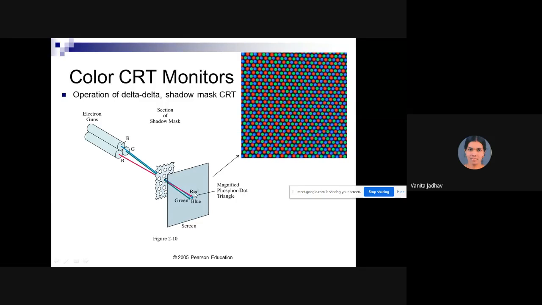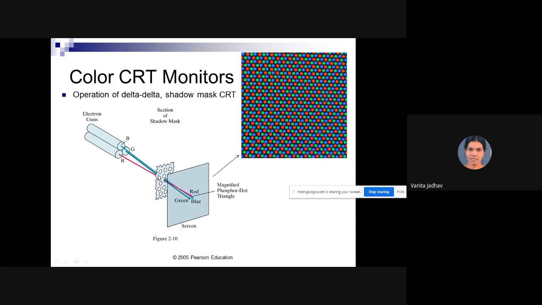It will be the combination of red, blue and green. Again, it depends upon the velocity of these guns. Red may be very fast, green may be very slow, blue may be very slow. In that case, which color will be highlighted? Maximum red color will be highlighted. In the same fashion, if blue is very fast and the other two are very slow, blue will be highlighted. If green is very fast and the other two are slow, green will be highlighted. So it totally depends upon the velocity of these electrons.